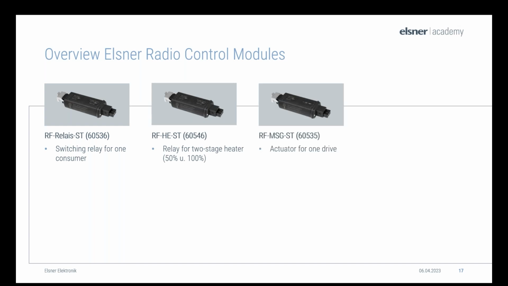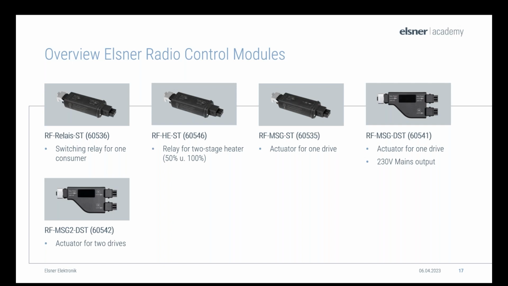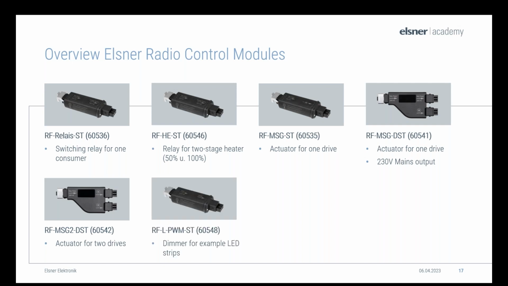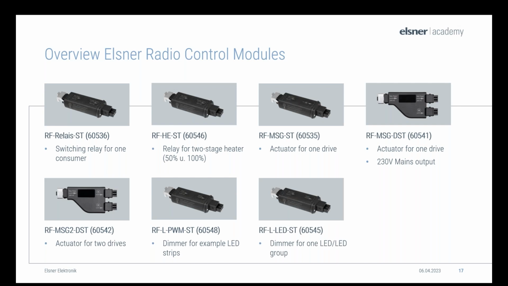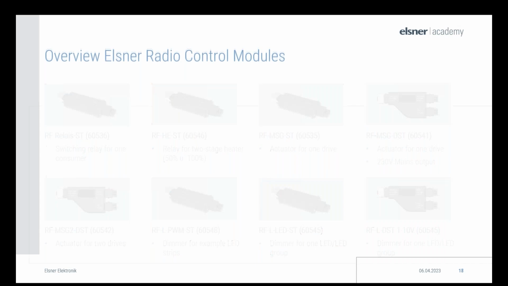Also, we have an actuator for one normal drive. We have an actuator for one drive with an output of 230 volts, an actuator for 2 drives, and a dimming actuator for LED stripes, which I have in my home to control accordingly with the remote control. Next up, a dimmer for LEDs or also group dimming, and we also do have a dimmer for one LED or a LED group.